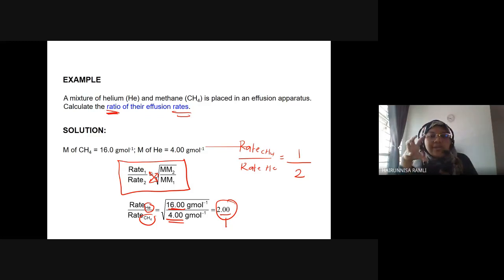Dia maksudnya dia terlalu general. So we know that, okay, the ratio of macam cara awak baca stoichiometri lah, ratio kan? Maksudnya dalam kes kat sini, ratio helium towards CH4 is 2 over 1. Kalau you baca terbalik, ratio CH4 towards helium is 1 over 2. Okay? So, tak perlu nak pening kepala siapa kat atas, apa kat bawah. We always accept both. Okay?